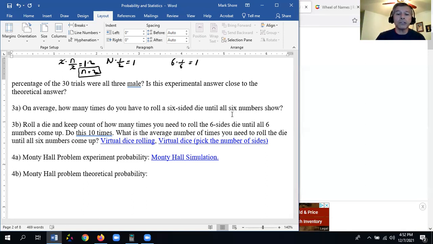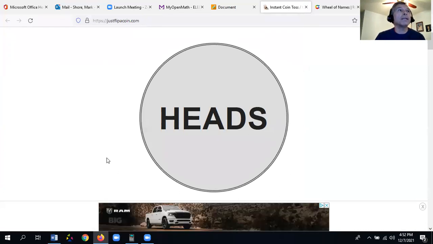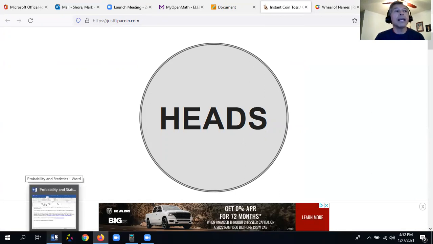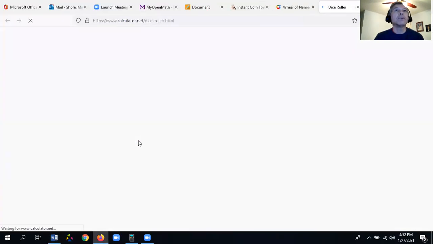So again, I'm going to do the experimental one first, so that students could get an idea of what the real answer is. And you would think it should be close to the theoretical one. So let's go ahead and see which one of these is the best one. Really, we just need a single die to be rolled.